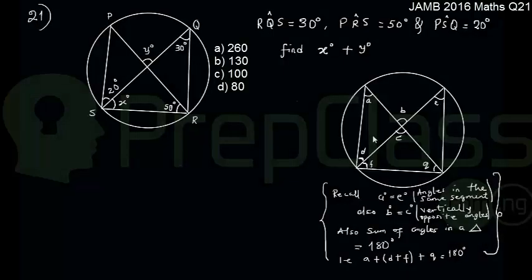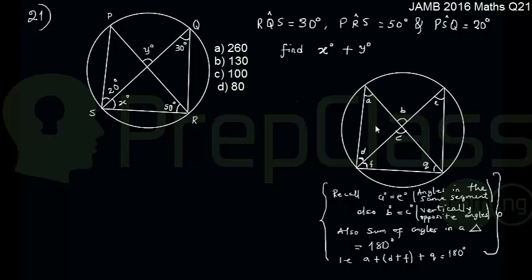Question number 21 says, in the diagram, PQRS are points on the circle. We are told angle RQS is equal to 30 degrees, angle PRS is equal to 50 degrees, and angle PSQ is equal to 20 degrees. The question says find x degrees plus y degrees.